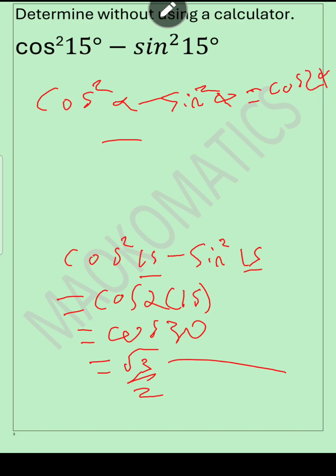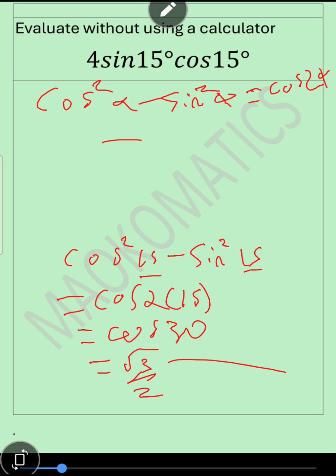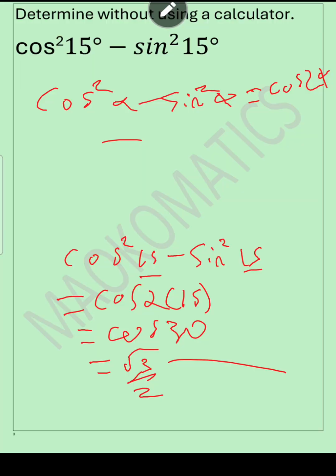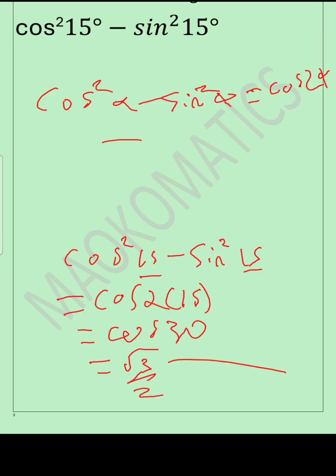So this is what I'm talking about. I'm saying this relates to that. This is how you do this one. You take it back to the cos of 2 times 15. Then this is cos 30. Cos 30 is root 3 over 2.